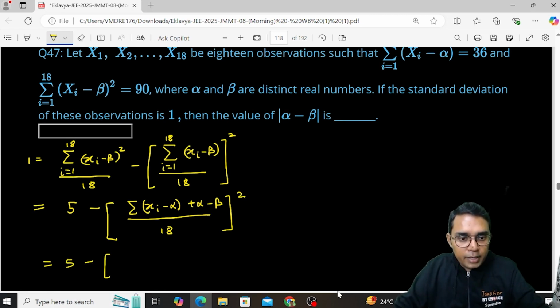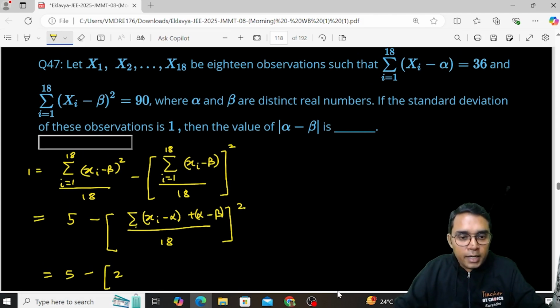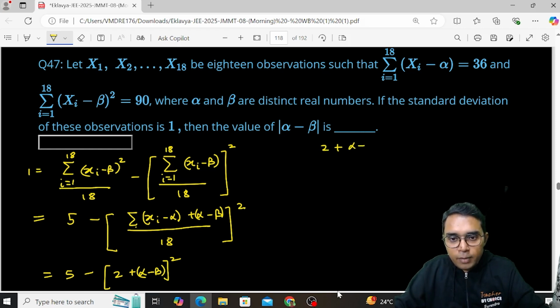getting inside this bracket this to be 2, and this alpha minus beta being added 18 times for i equal to 1 to 18 and divided by 18 will give us alpha minus beta only, whole square. So from here we are getting this 2 plus alpha minus beta whole square to be equal to 5 minus 1, that is 4. So 2 plus alpha minus beta will be either 2 or minus 2.